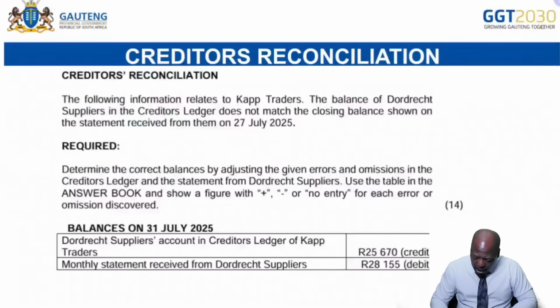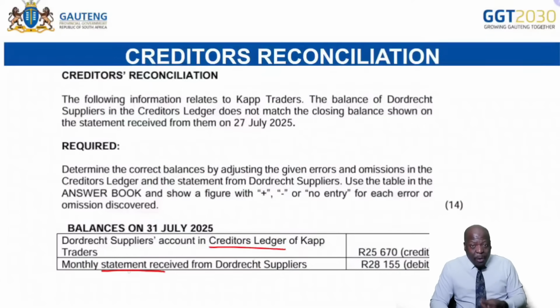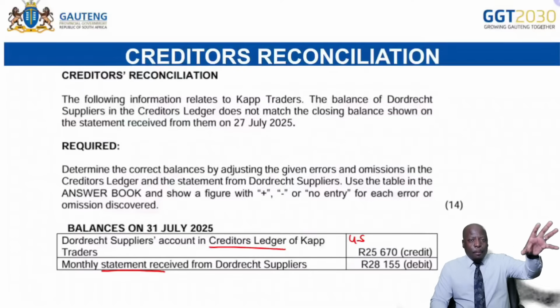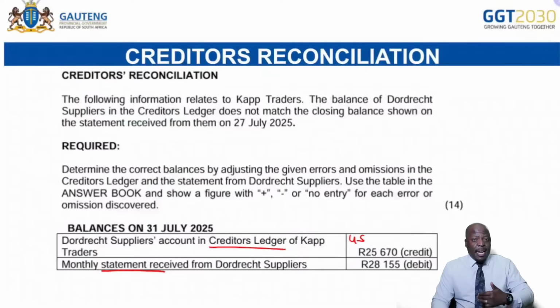Okay, let's go on. So in the creditors reconciliation, we are told here the following information relates to cap traders. With this one, I'm going to do two different ones. There's one which has the creditors ledger against the statement. So remember, what are creditors? Creditors are people or businesses whom we owe. So we'll prepare a ledger that is done by us. At the end of the month, they prepare books on their side, and then they send us a statement. And this comes from them.